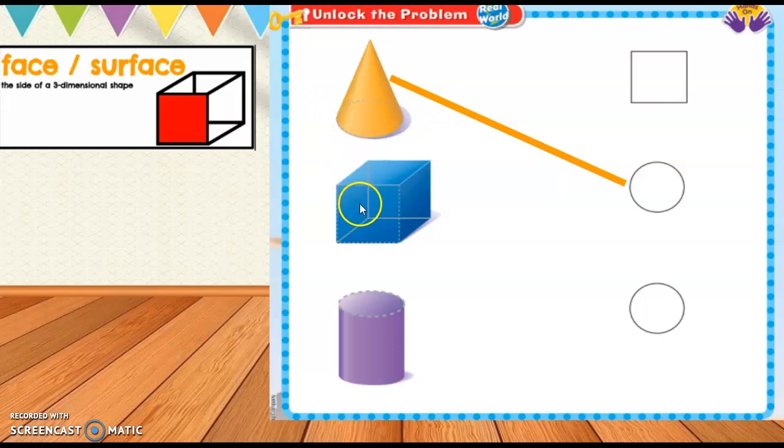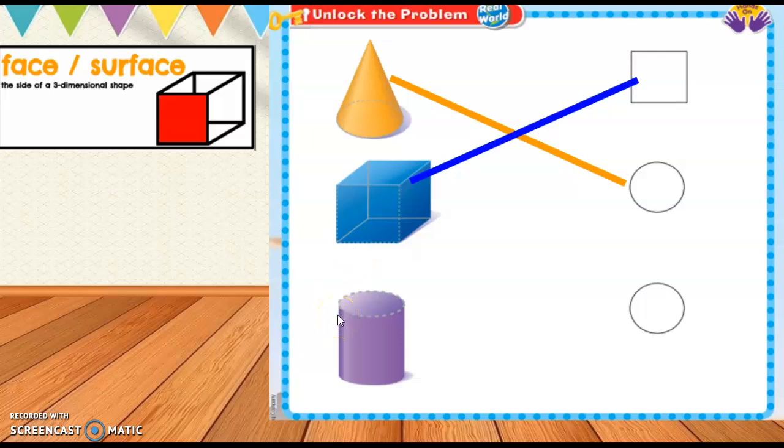Let's look at a cube. What shape do you see as a flat surface on the cube, or a face of the cube? Yes, it is a square. Good job. Because when the cube is sitting down, it's sitting on its flat surface, and the shape of its flat surface is a square.